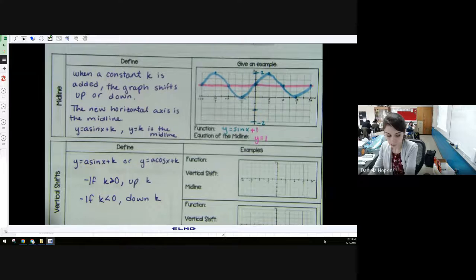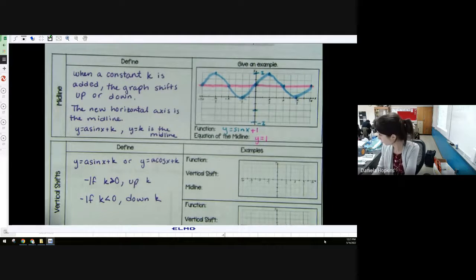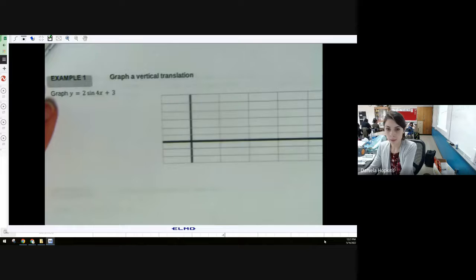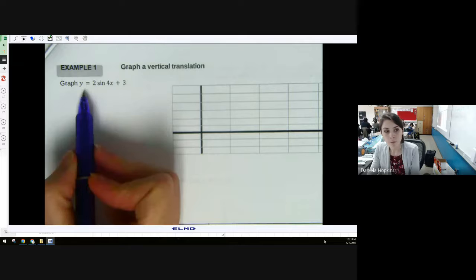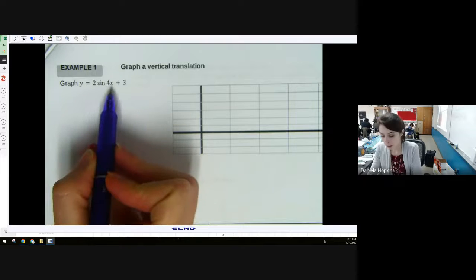Okay, so if you look at example 1, how we're going to run through these. That definition I gave you had an A of 1 and a B of 1, right? But now let's look where our amplitude and our period are both affected. So example 1, we want to graph y equals 2 times sine of 4x plus 3.